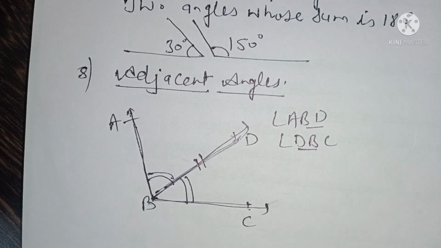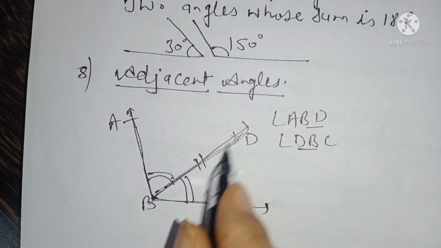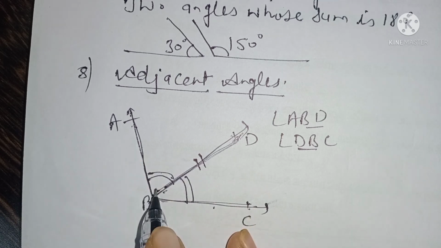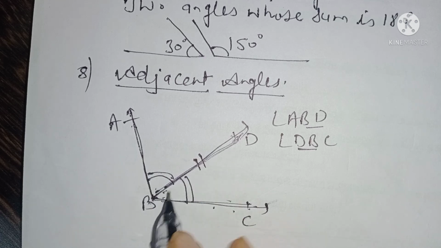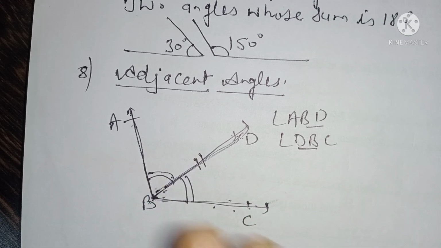And the third condition is that their non-common arms are on different sides of the common arm. This is the common arm, and AB and BC are the non-common arms. Are they on either side of the common arm? Yes, one on the left side and one on the right side. Both should not be on the same side.